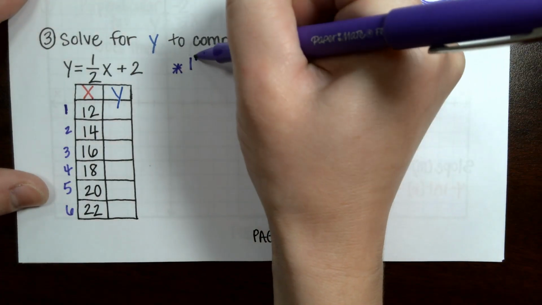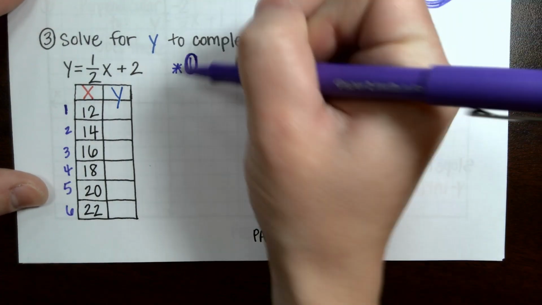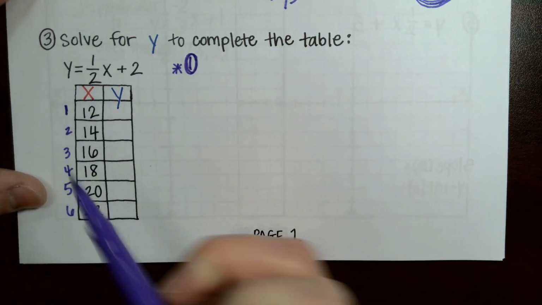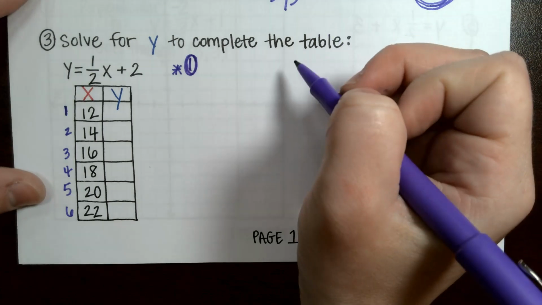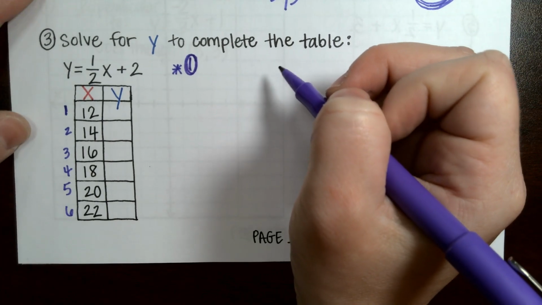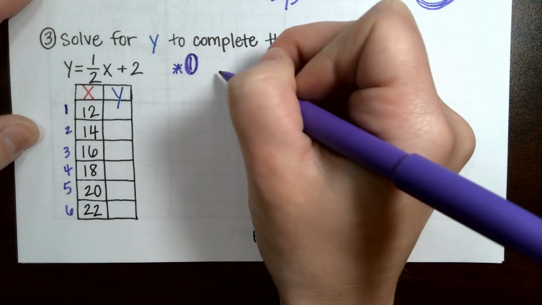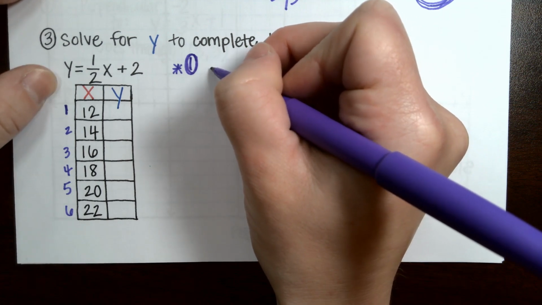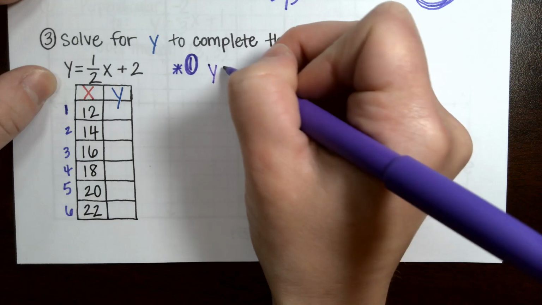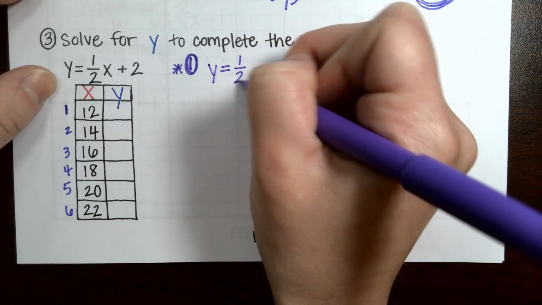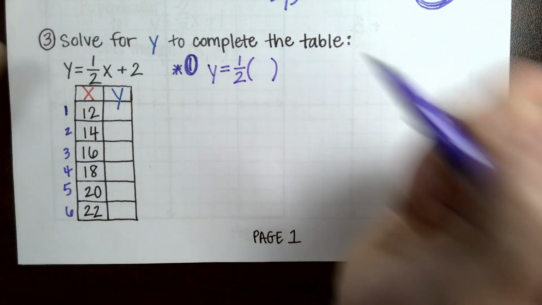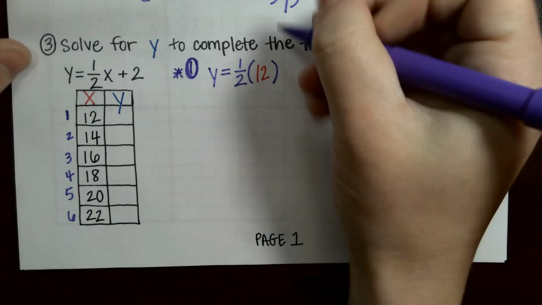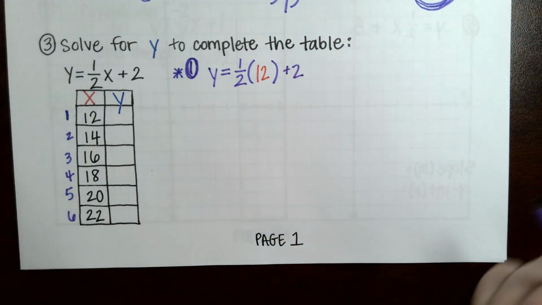So I'm going to write number 1 and circle it so I know that right now I am looking at my first problem. So what would I write to begin this problem? I always put the problem itself, but it's already there. So it would be y equals 1/2, and then in brackets you would put 12, plus 2. Okay.